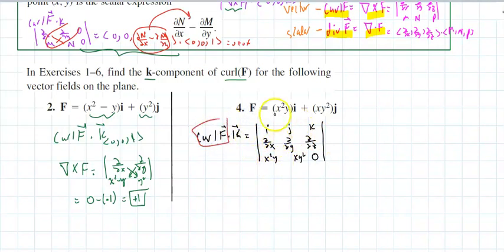That is del crossed with f. If I look for the i component, that would be 0 minus 0. Not that it matters, and I'll tell you why. Negative, the j component, that's going to be 0 minus 0. And the k component would be y squared minus x squared.